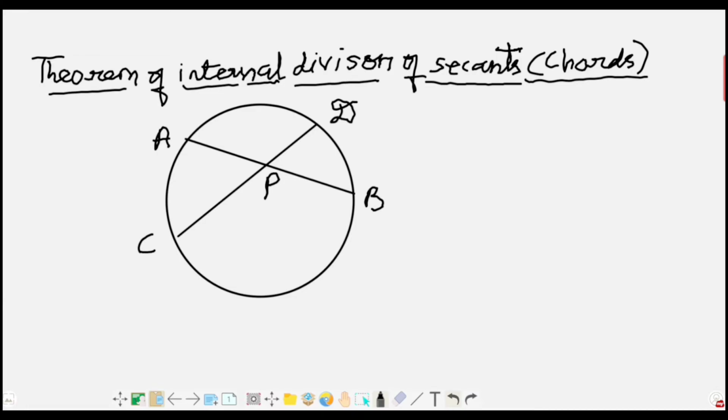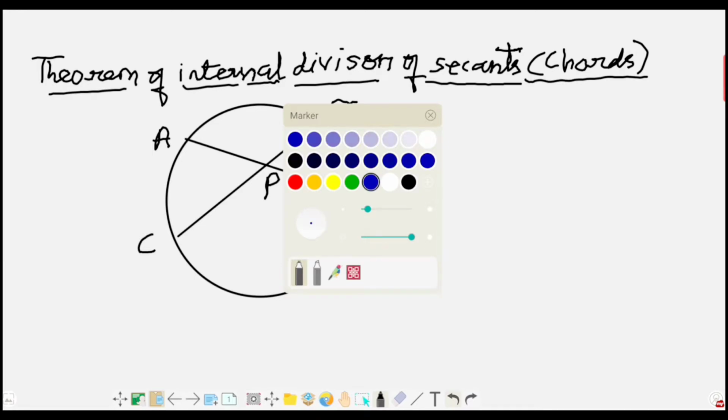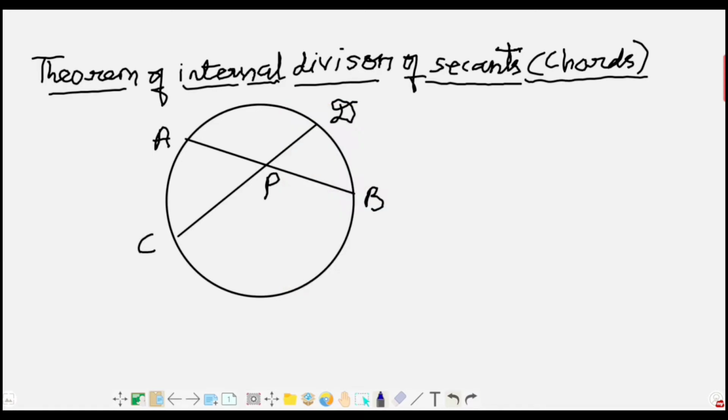Now students, the next theorem is the theorem of internal division of secants. Secant here means the chord only. Here two chords AB and CD intersect inside. Chords always intersect inside. This intersecting point is P. Now how to apply this property? You have to start all distances with P. Once you consider one chord and then the second chord.